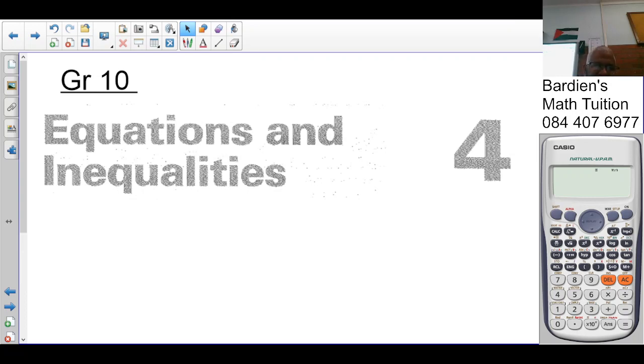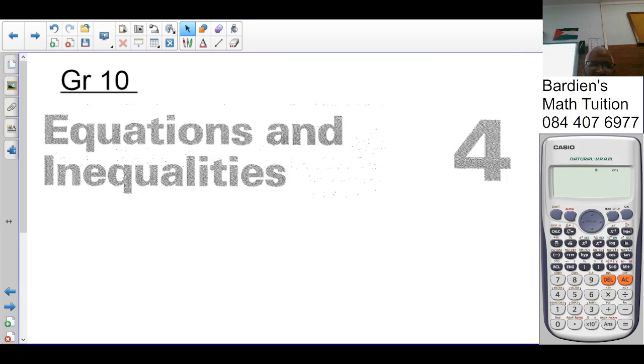Simultaneous equations. We did simultaneous equations last year, not so? One had one unknown, one equation, and the other one had two unknowns, an x and a y, and the one had the x only. Here we're going to have two equations with two unknowns. Okay, I'll show you how to do that as well.